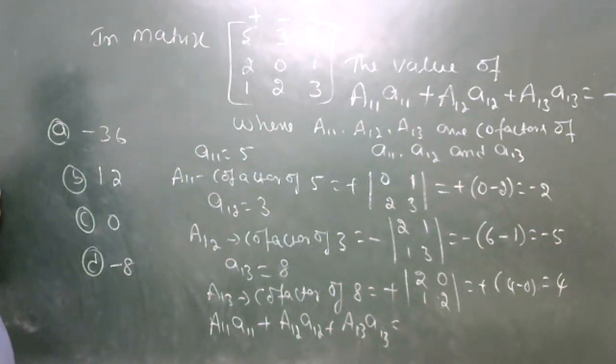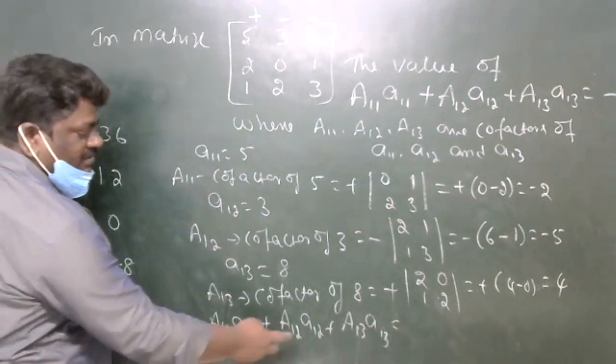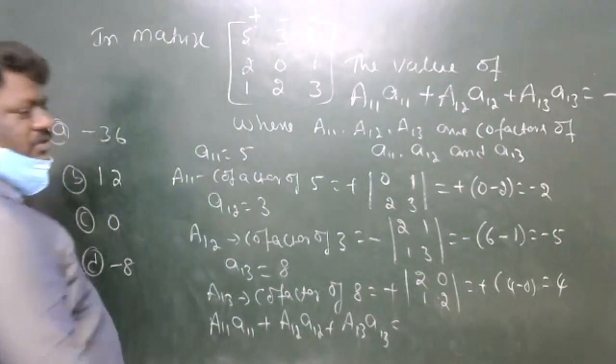Minus 10, plus 15. 5 minus 2, then minus 10, minus 15, you are going to get minus 25. You multiply the cofactors with corresponding elements, you should get 0.